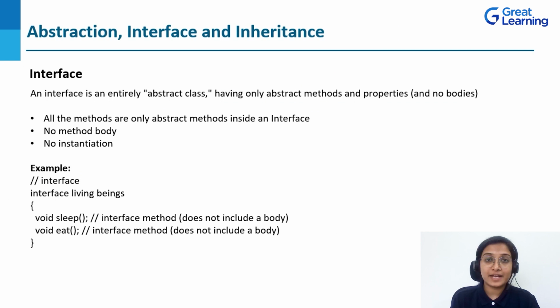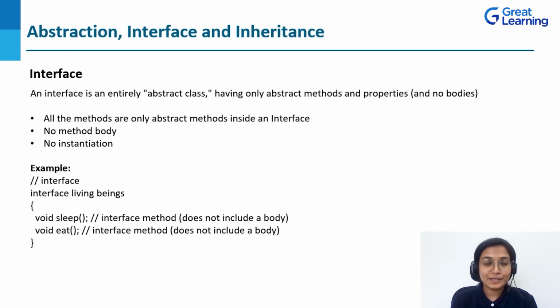Now we'll learn regarding another basic OOPS concept, that is interface. So an interface is entirely an abstract class and it is having only abstract methods and properties. What is the feature of abstract method? It is not having any body. As I mentioned, abstract method is not having any body and interface is all about an abstract class, right?